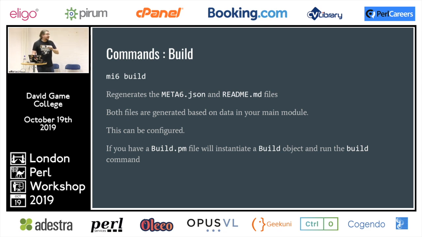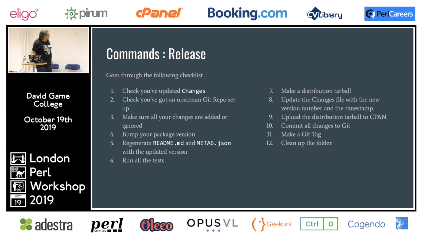The next one though, this is the secret sauce. This is the bit I love. MI6 release. So when you do an MI6 release, it goes through a 12-stage checklist, so you don't have to. So the first thing it does is it looks at your changes file. And if you don't have anything in your changes file, remember when I showed the changes file, it had next, and then it said initial version. If you don't have anything under the next, it will throw an error and say, put something in your changes file. So it forces you to update your changes file.